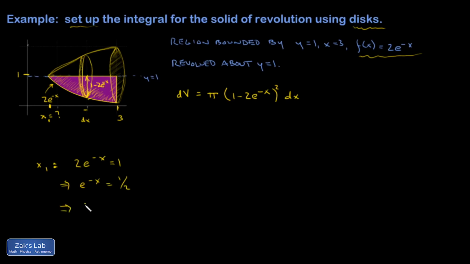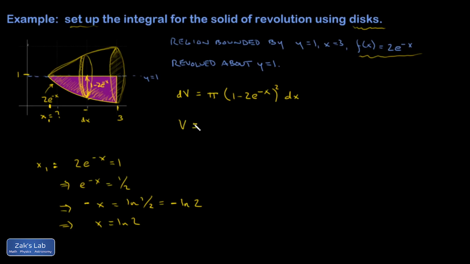Then I'll take the natural log of both sides to get negative x by itself on the left. 1/2 is 2 to the negative 1, and I can pull the negative 1 out in front. So just a little bit of log properties tricks there, and then I get x is equal to the natural log of 2, and we'll just leave that in an exact form because we're not doing the integral anyway.